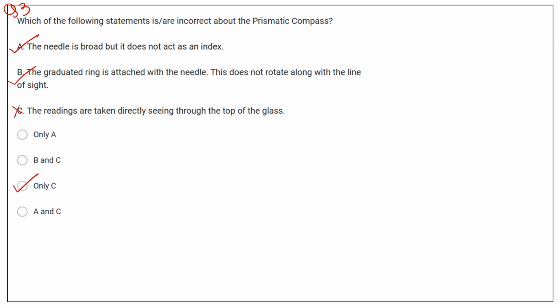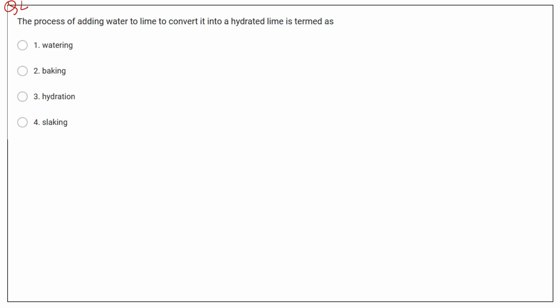The next question is question number 4. The process of adding water to lime to convert it into hydrated lime. This process is nothing but slaking. So here option number 4 is correct. Slaking is the process of adding water to lime to convert it into hydrated lime.